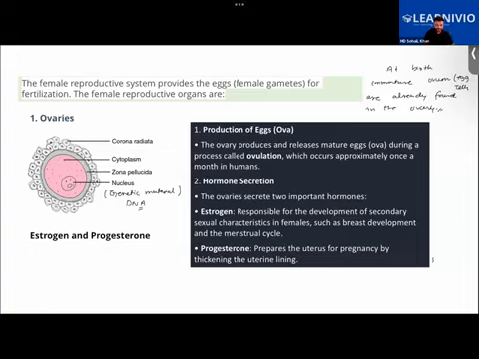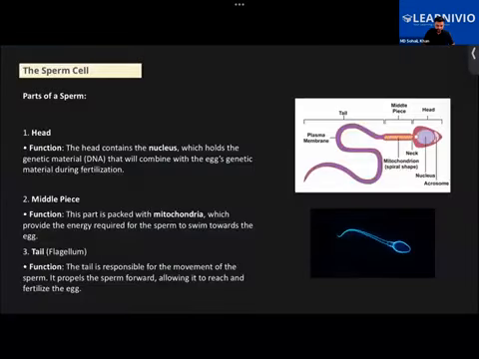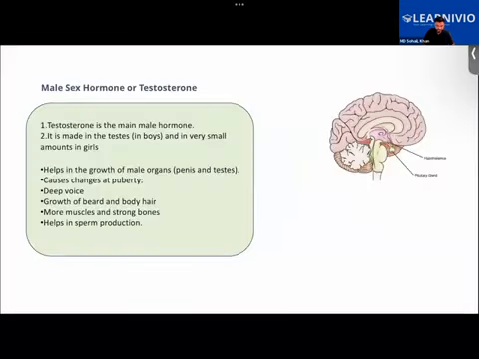So just like we had learned earlier about testosterone in males, testosterone is particularly responsible for bringing puberty in the males. It's responsible for development of the secondary sexual characteristics in the males, like the deepening of the voice, growth of beard and body hair, right? And it also helps in sperm production as well, more muscles and strong bones.